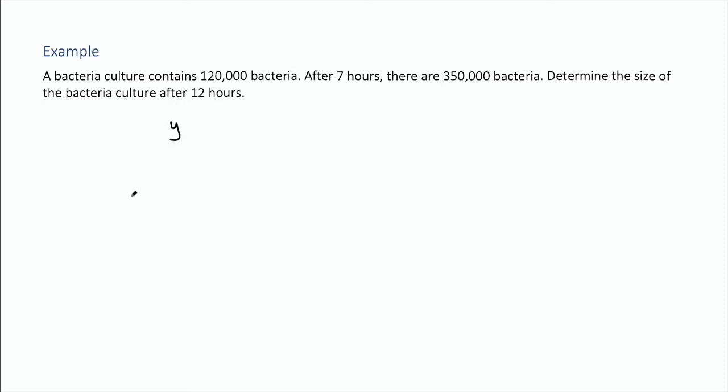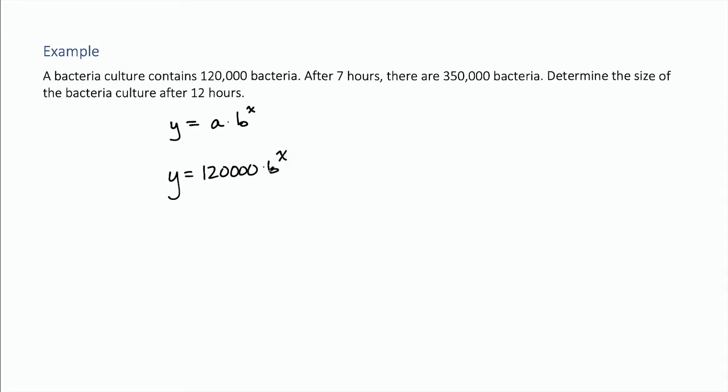So we are growing exponentially. Bacteria cultures are a classic example of exponential growth, because the more bacteria there are, the more they can split and grow. And so this is an exponential growth model that we're going to be using. So we have y equals a times b to the x. Now, we don't know a lot, but we do know that 120,000 is the initial amount. So that's going to be a. So we automatically know then that we have 120,000 times b to the x.